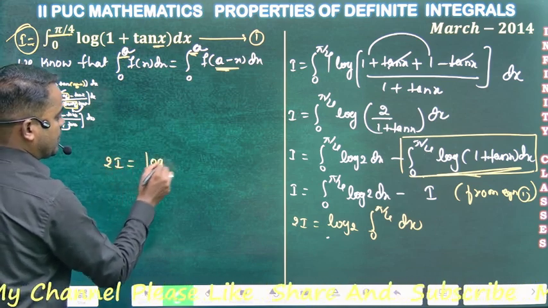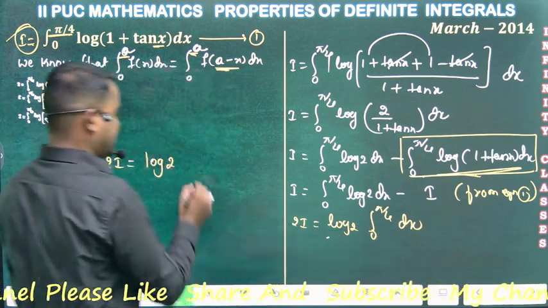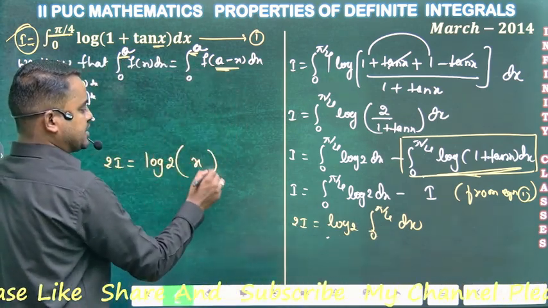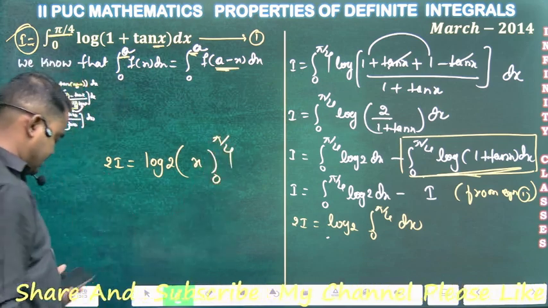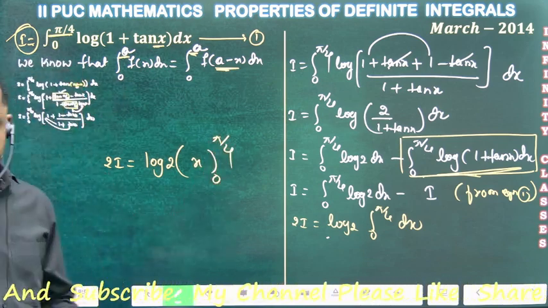So next steps I am writing here, that is from this one, 2I is equal to log 2, integration of dx means what? x, between the limits 0 to 5 by 4. Now substitute the upper limit here.